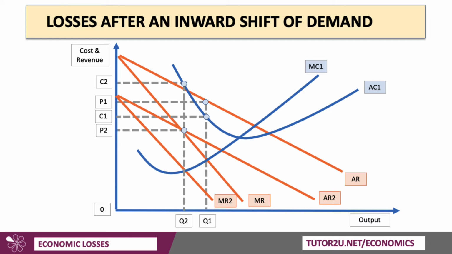And now this price is lower than cost per unit C2, which implies the firm is now making an economic loss because the price per unit, average revenue, is lower than the average cost. And there's the total area of losses, Q2 multiplied by the gap between P2 and C2, total economic loss.